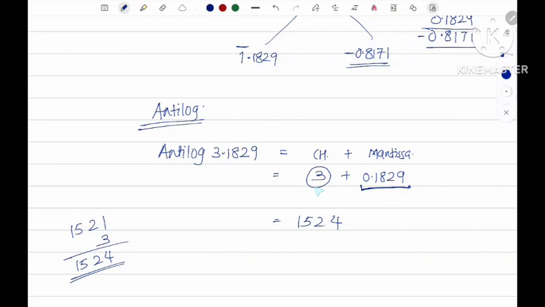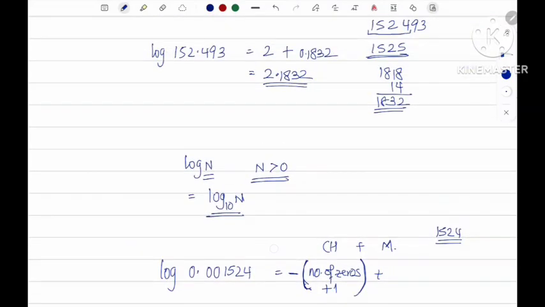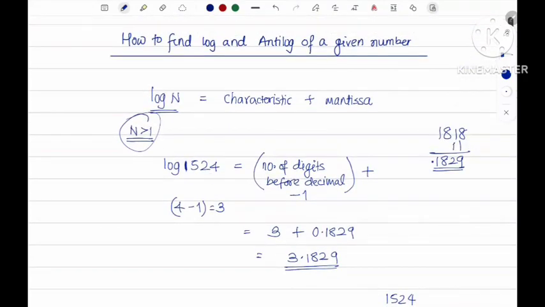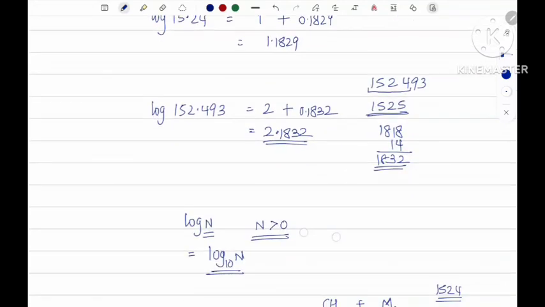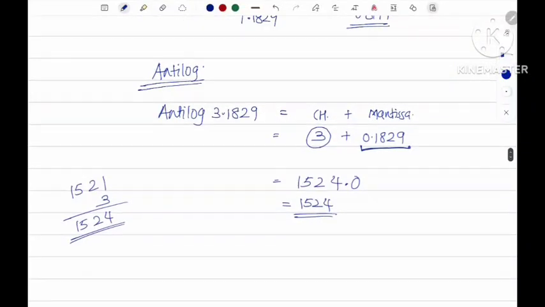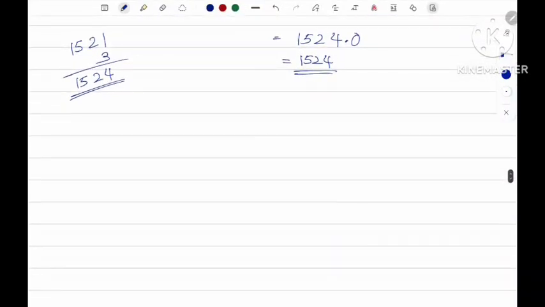The decimal we will place according to this characteristic. So if the characteristic is 3, the decimal will be after 4 digits, right? That's what we saw in finding log. The decimal will be here. That is equal to 1524. So the antilog of 3.1829 is 1524, right? Because we saw the log of 1524 is 3.1829. So the antilog of 3.1829 will be 1524.